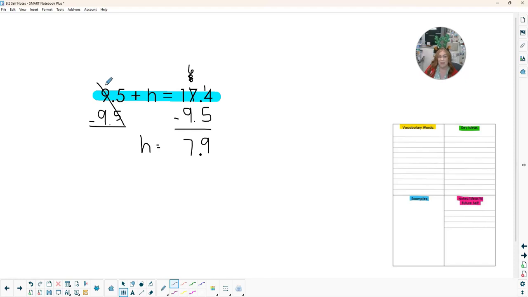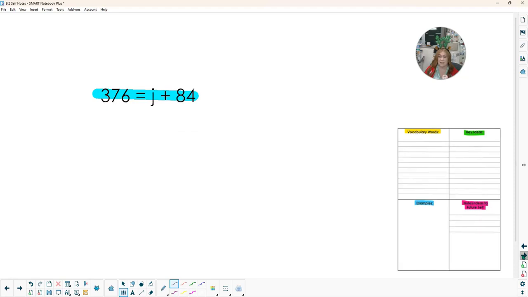So if I plug that back in, 9.5 plus 7.9, that's about 8. 9 plus 8 is about 17. My answer makes sense. So I am looking for the opposite on both sides for you to get these correct. So let's try the next one.